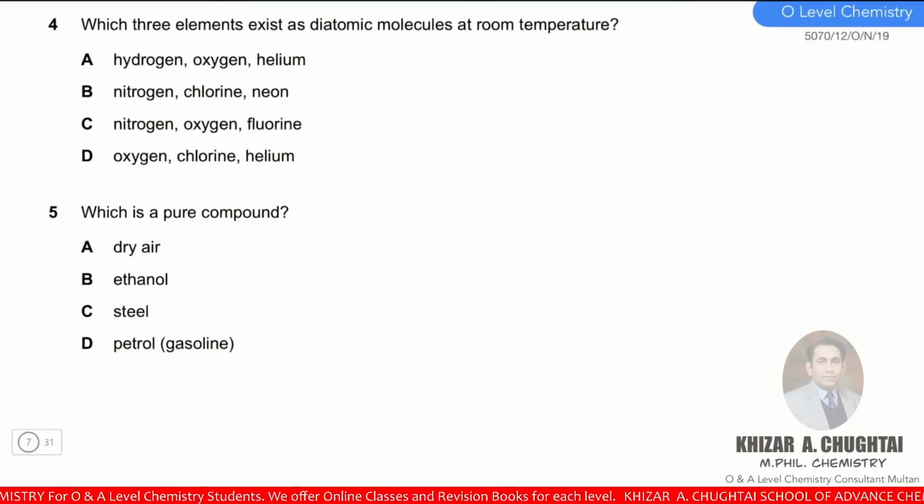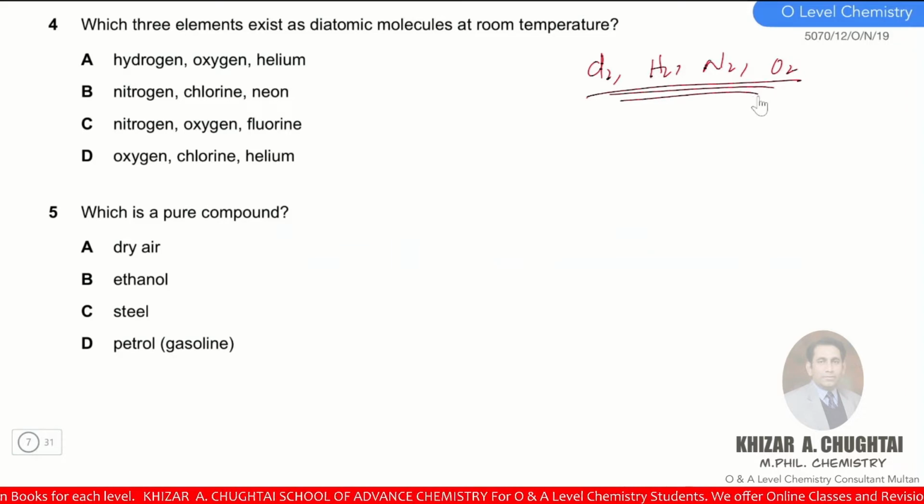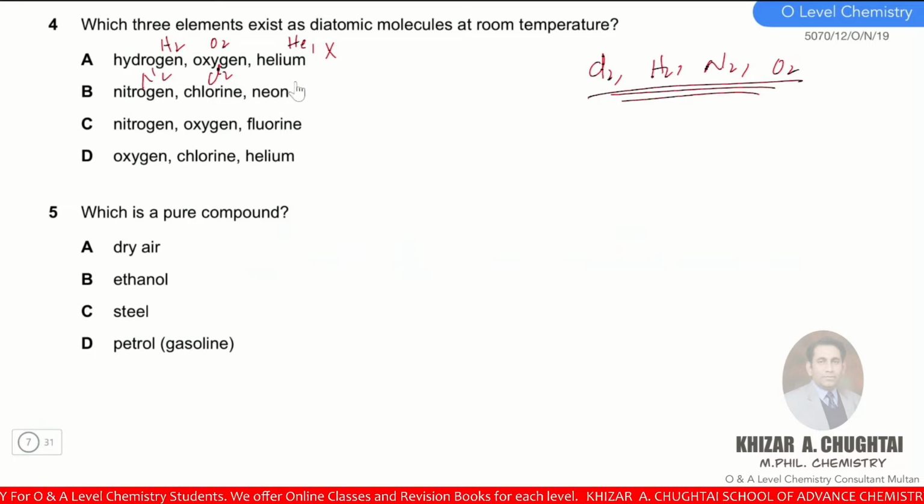Question number 4. Which 3 elements exist as diatomic molecules at room temperature? Diatomic molecules mean like Cl2, H2, N2, O2 and so on. Let's see here: hydrogen H2, oxygen O2, helium is 1. No, not all are diatomic. N2, Cl2, yes, these both, but neon is not diatomic. N2, O2, F2, yes. So C is the correct option. This row has all the elements that are diatomic.